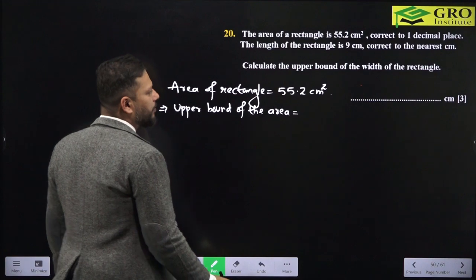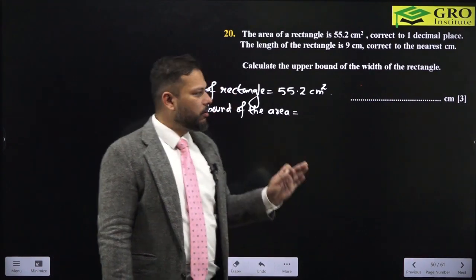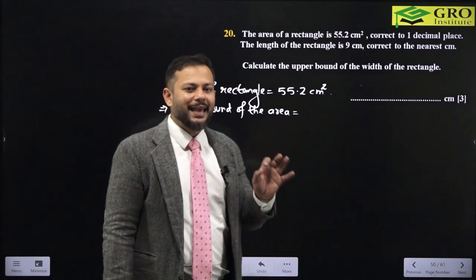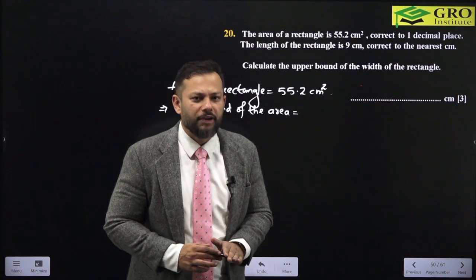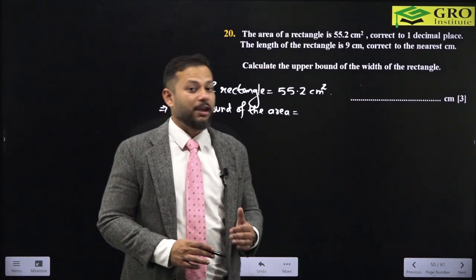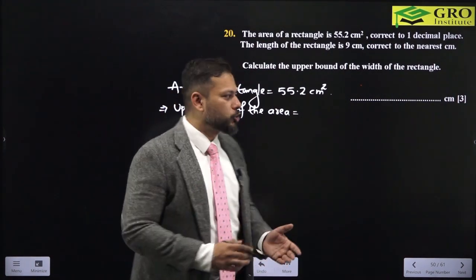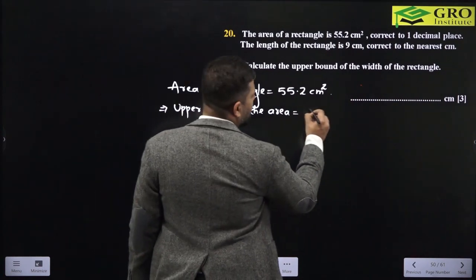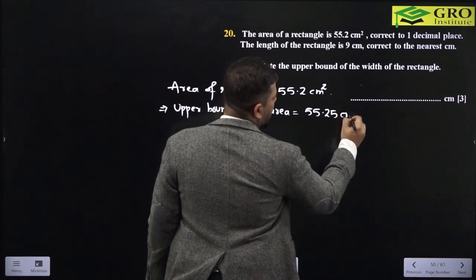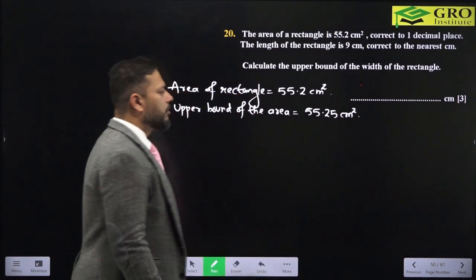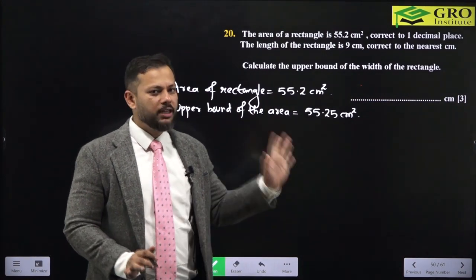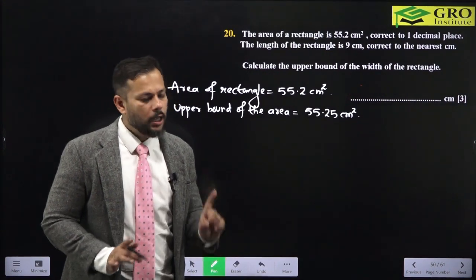guys, the upper bound, that means the maximum value. Just below that we will get 55.2. So the upper bound will be anything just below 55.25, isn't it? Because if it is 55.25 or more, it will become 55.3, correct to 1 decimal place. So the upper bound of this area is 55.25 centimeter square. 55.25 centimeter square is the upper bound of this area. This part is clear? I hope yes.